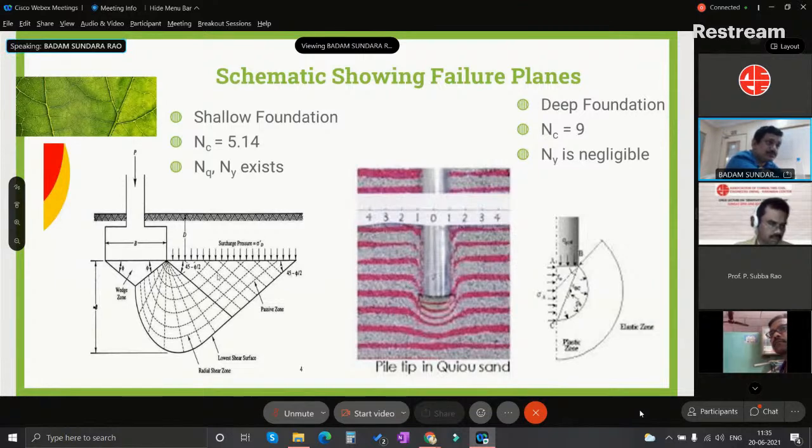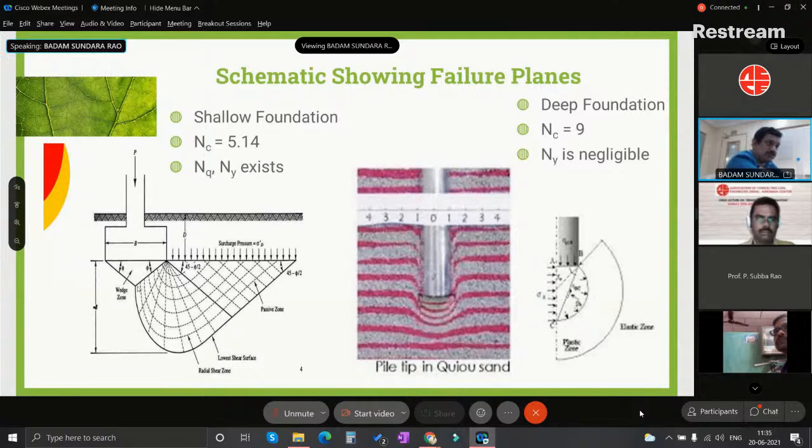This is the horizontal angle that is making with the zone 3 failure plane. These three planes are very important for the contribution of the shear resistance against the applied generated shear stresses that is generated due to the external loading.